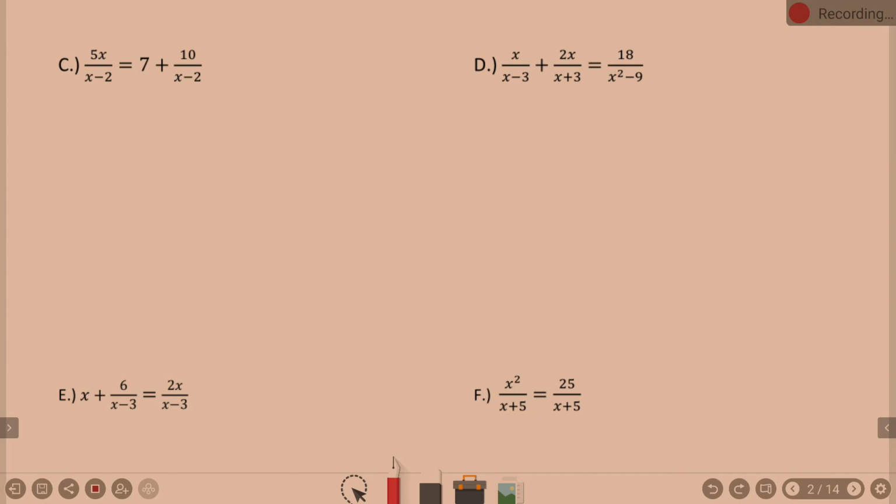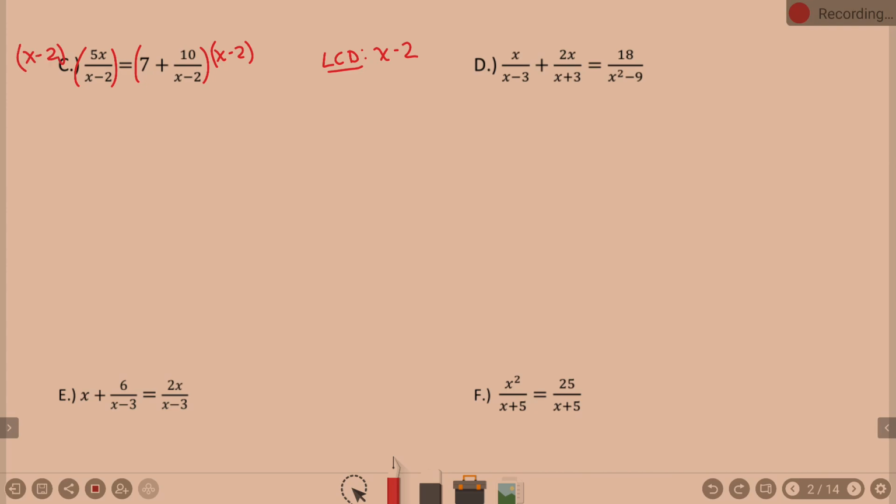What do we have in the way of a least common denominator? x minus 2. The only denominator, right? So the least common denominator is x minus 2. Remember, you're multiplying both sides of the equation by x minus 2.